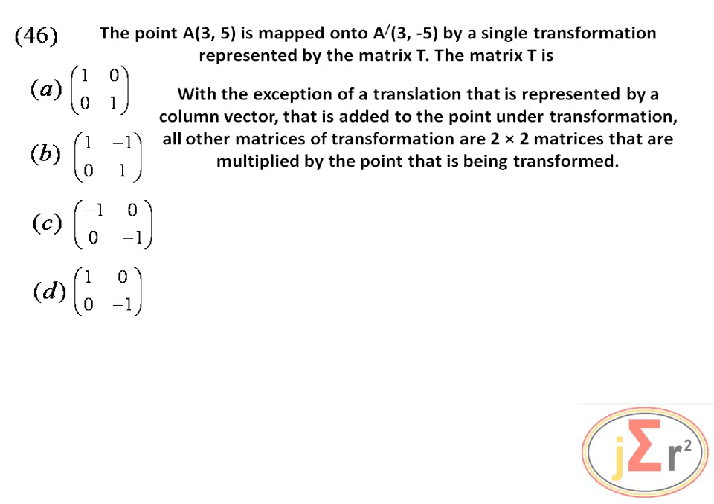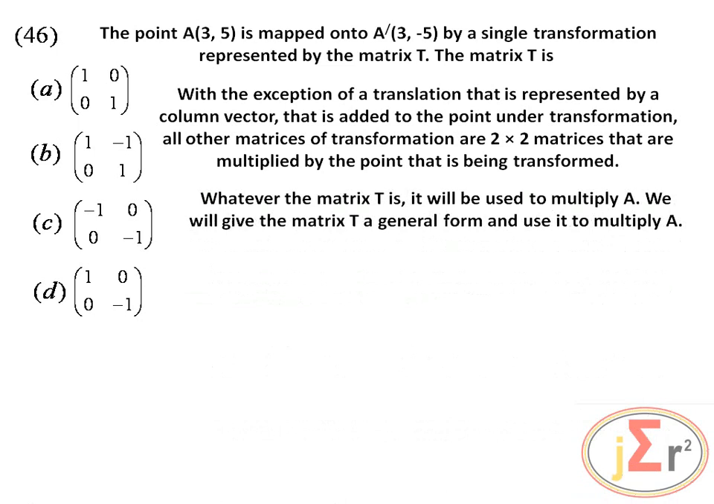So we expect (3, negative 5) to be the result of multiplying this point by the matrix, or maybe this one. So we have the choices and we need to do some analysis in order to determine which one is actually correct.